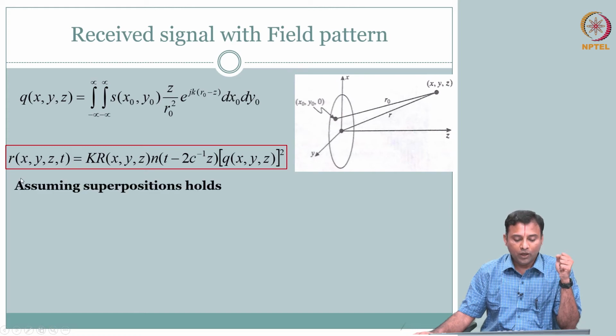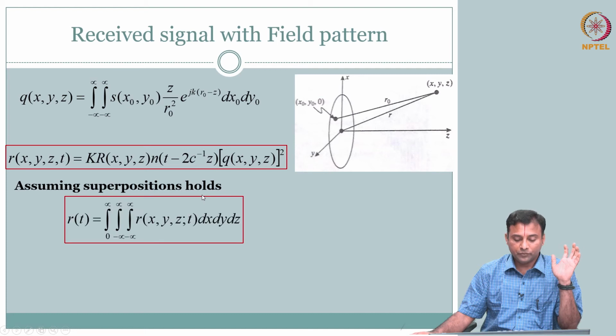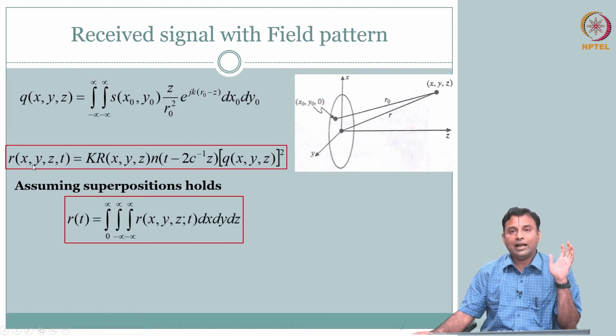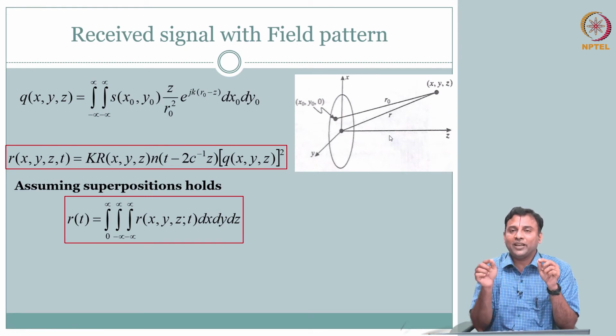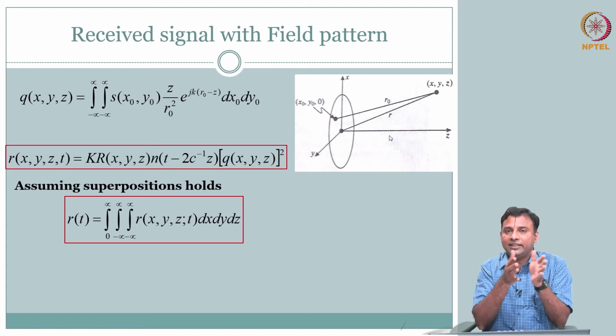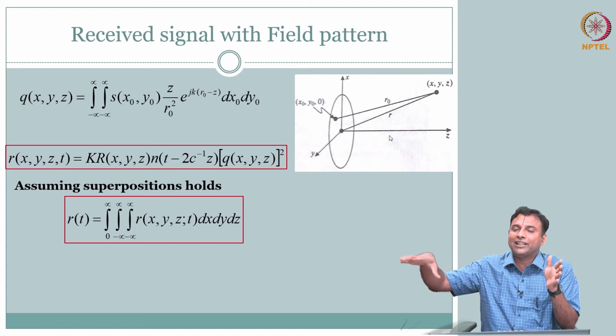Now, superposition holds good, so we can write your R of t. This is for one that we wrote, but we will assume superposition, and therefore whatever you are receiving at R, the R of t, is from every location. This is not one pressure at one location; the whole surface area is oscillating, so it is creating a pressure field on transmit.